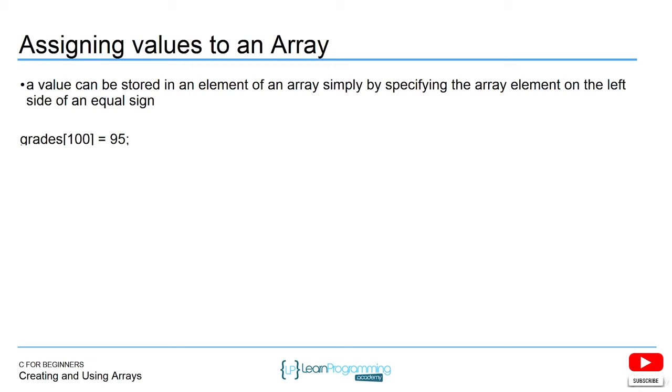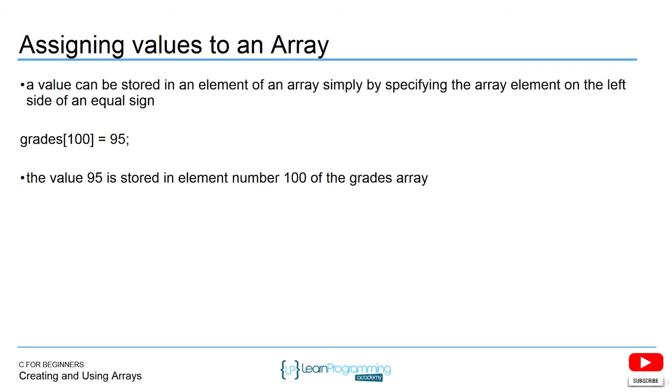It's got to be bigger than 100, or else we'd have an array out of bounds here. But in this example, we're saying grade sub 100 is equal to 95. The value 95 is stored in the element number 100 of the grades array. Very simple. You just specify the index, and then whatever value you want to assign, you do. You can also use variables to assign values to an array. So 95 could be stored in a variable, just like you assign other variables.